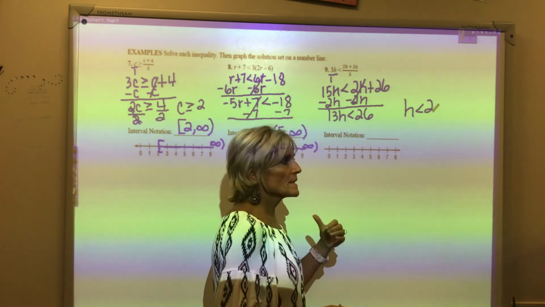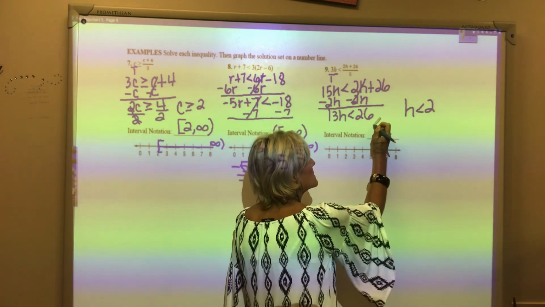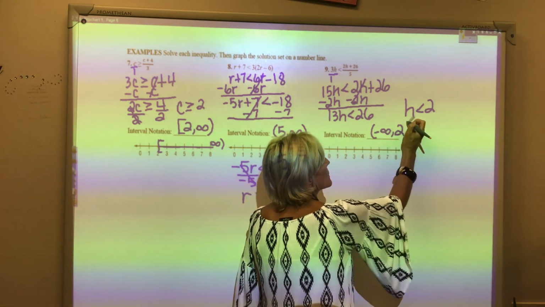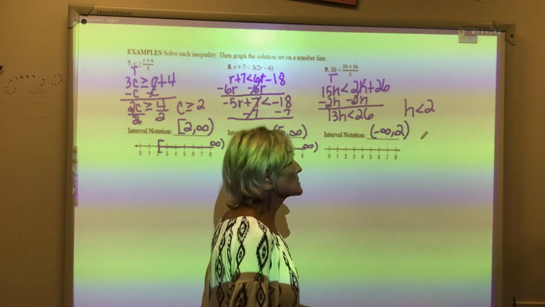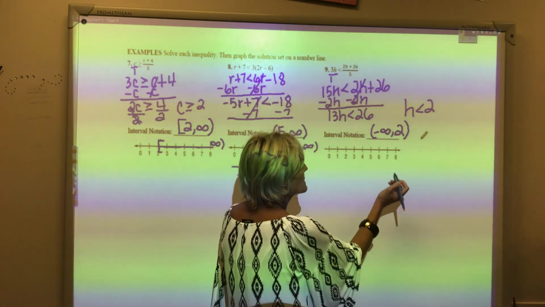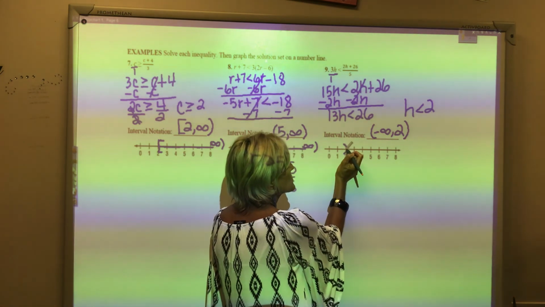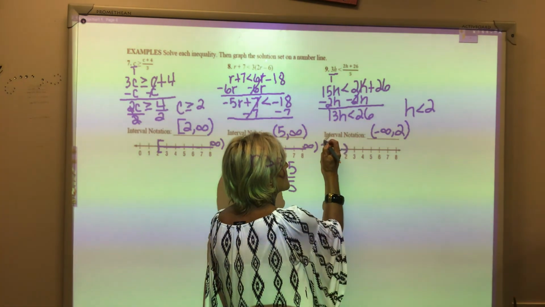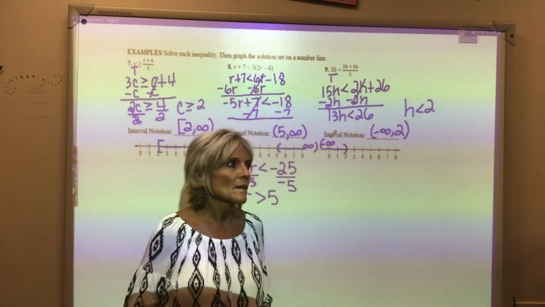So this time we're heading towards negative infinity on the left, up to 2. Close it in parentheses since it's a less than, not a less than or equal to. Go to the number line, put an open parenthesis at 2, shade towards negative infinity, and enclose that in parentheses.